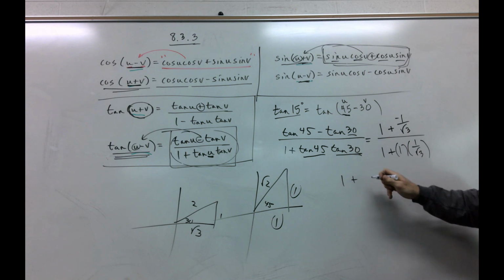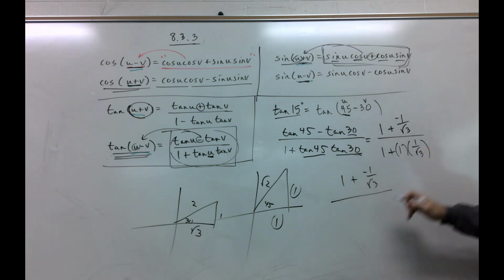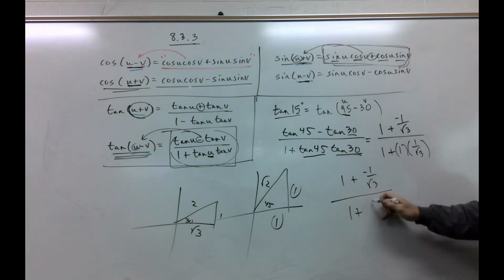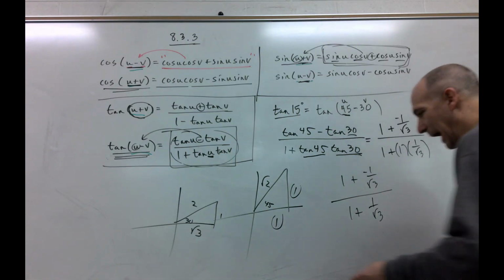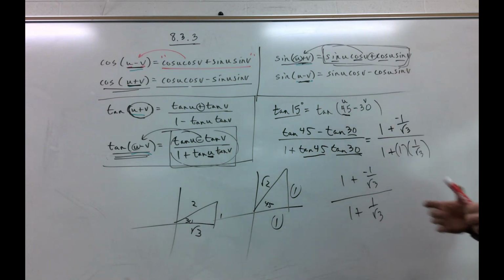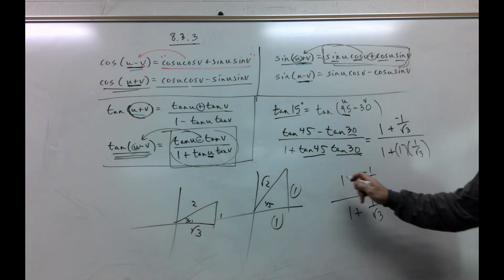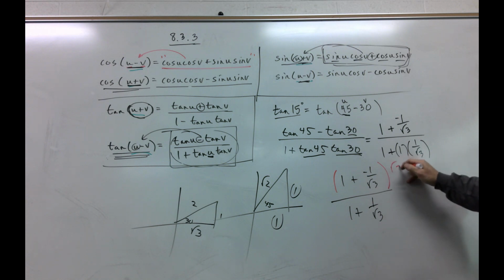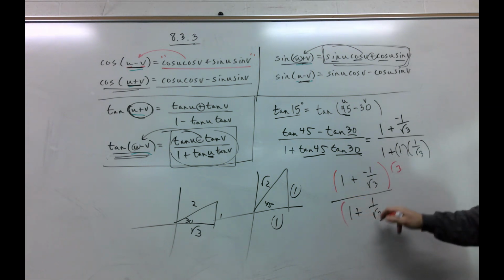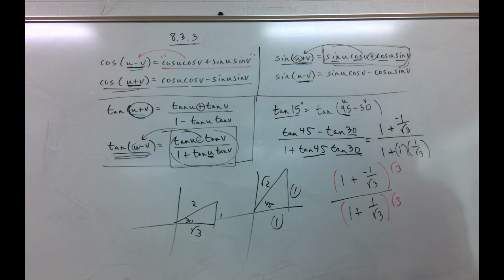1 plus negative 1 over the square root of 3 over, and that's 1 plus 1 over the square root of 3. Now, different students do this differently, but I'm going to show you the way I think students look at this, and it really makes a lot of sense. A lot of students I've seen like this method the best. They're going to multiply the top by the square root of 3, and they're going to multiply the bottom by the square root of 3, just to eliminate the confusion in both the top and the bottom.